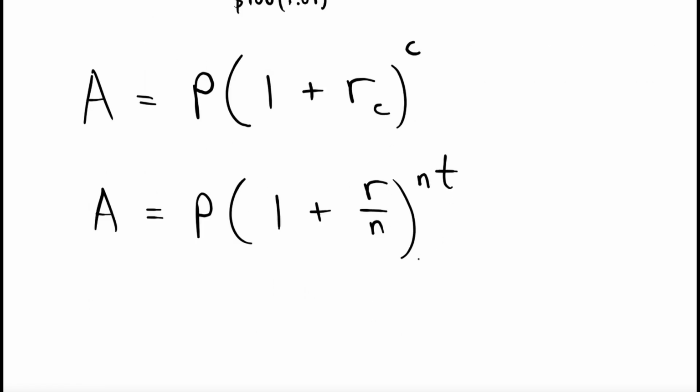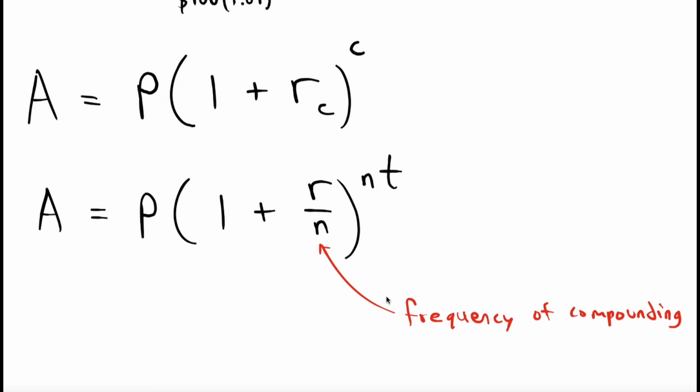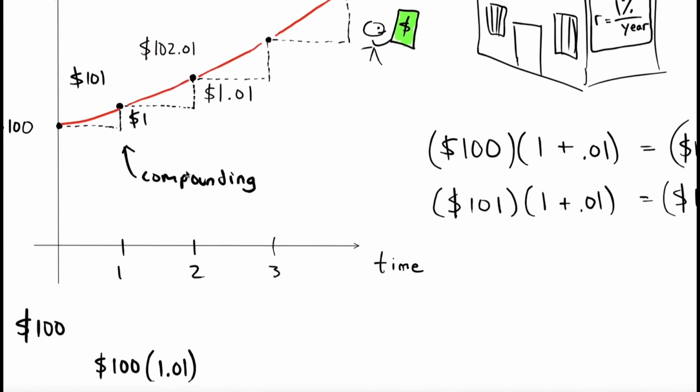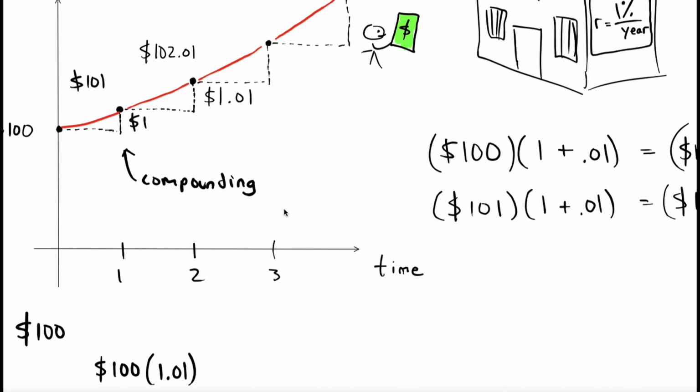Alright, so what does N stand for? It stands for the frequency of compounding. The frequency of compounding for this bank is yearly compounding. N equals 1. 1 compounding per year. Which means once a year, they will take all that interest they owe you and put it in your account so that it can earn interest on interest.